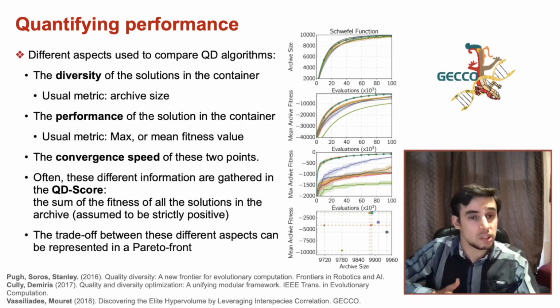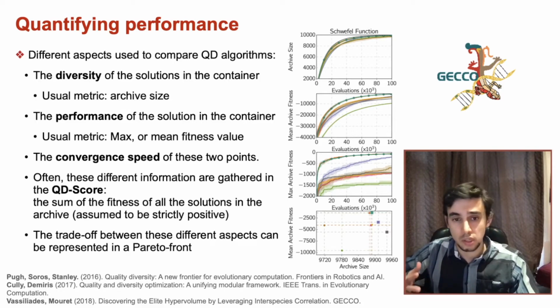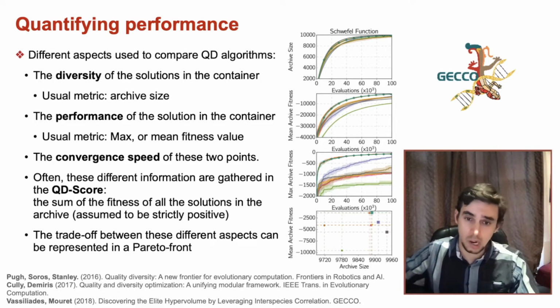So diversity and performance represent two objectives that we try to solve at the same time, and necessarily this means that comparing algorithms can also be done by using a Pareto front. So for instance, here we have a 2D representation of the archive size metric and the mean archive fitness, and we can rank the different variants of quality diversity according to this. And here, for instance, you can see 3 different variants that are on the Pareto front, so that represent a different trade-off between high diversity or high performance.